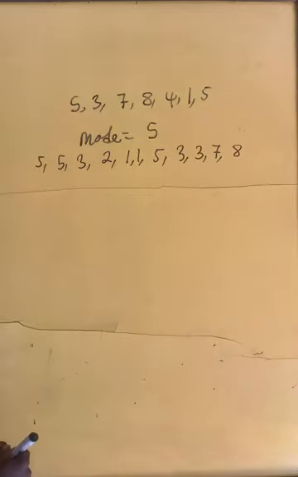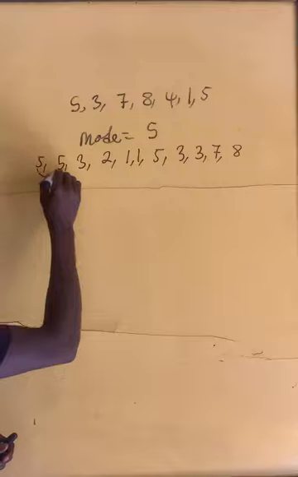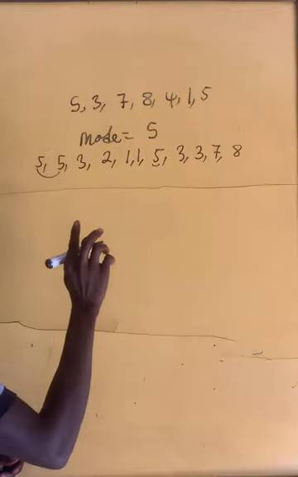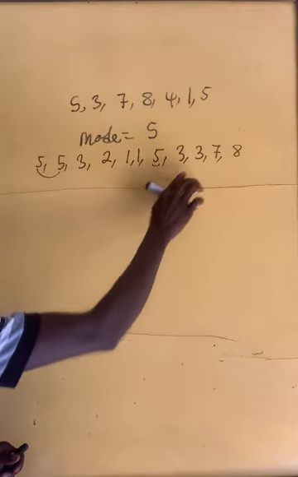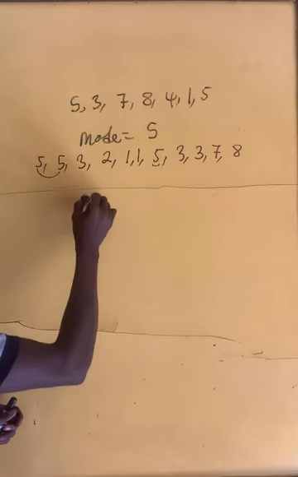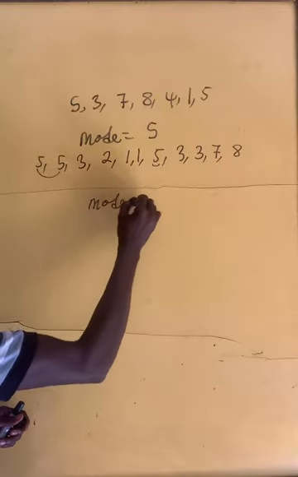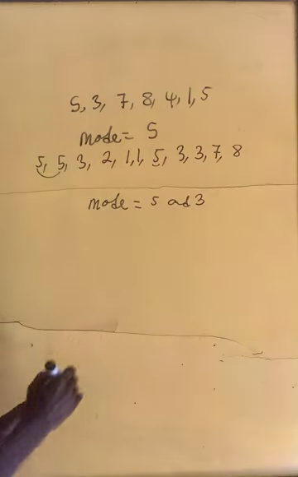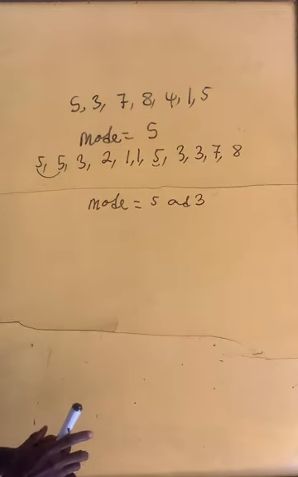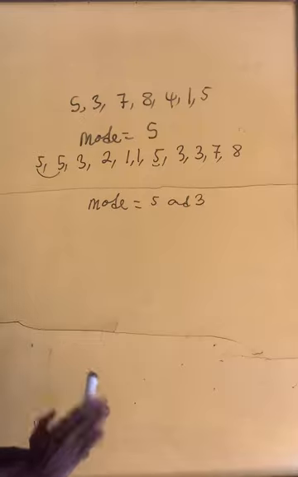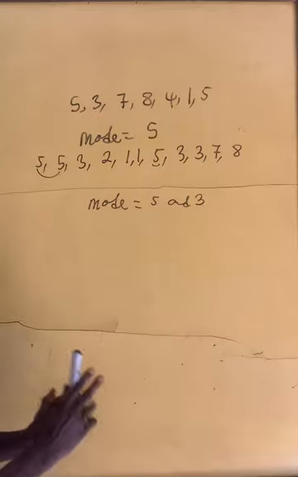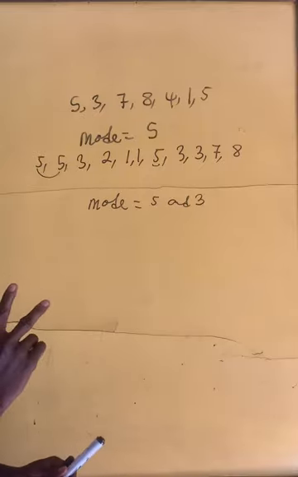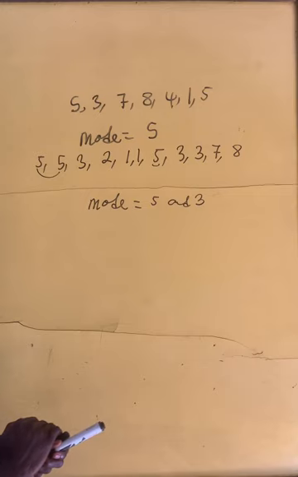3, 2, 1, 1, 5, 3, 3, 7, 5, 5, 8. If you look at this one, 5 occurs 3 times and 3 occurs 3 times. So the mode is 5 and 3. We call this one bimodal because it has two modes, in a very simple way.